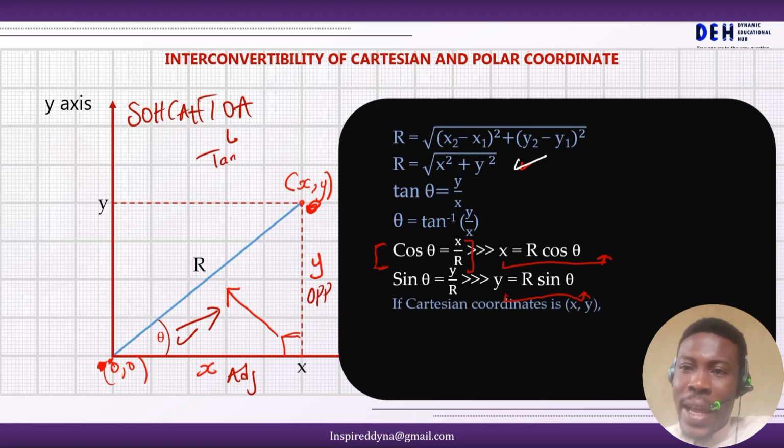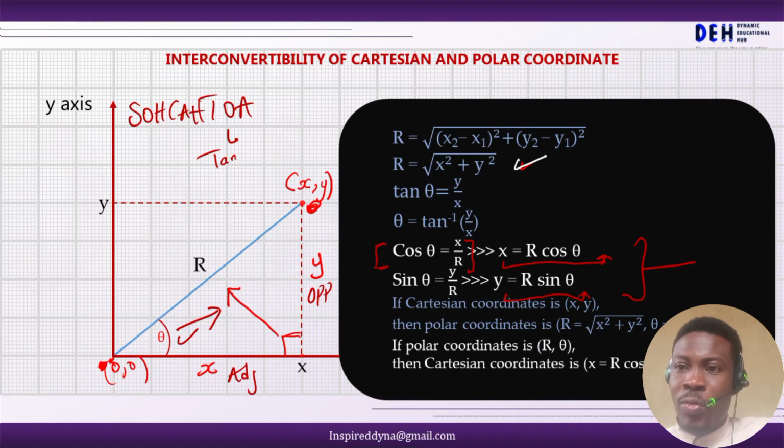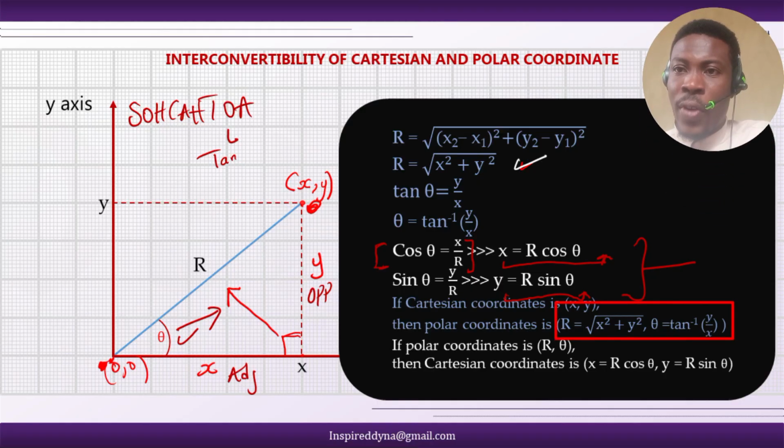So which implies that if the Cartesian coordinate is x comma y here, to convert that x comma y, which is two numbers, to polar coordinate, you need to find r and theta. Then polar coordinate will be what? R, which is what? Root of x squared plus y squared. Then your theta will now be what? Tan inverse of the y coordinate divided by the x coordinate. So if you have x comma y, to convert it to polar coordinate, just find the square root of x squared plus y squared. Then your theta will be what? Tan inverse of y over x.